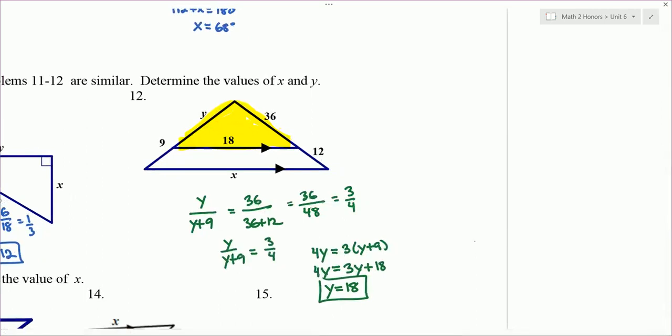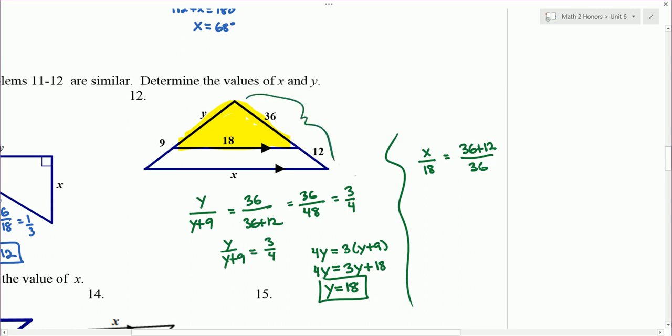We can do something similar with x. X is the base of the larger triangle. 18 is the base of the smaller triangle. So I went larger to smaller. So I'm going to have 36 plus 12. That's for the larger to smaller, which is 36. Right, the full length here to the smaller length here.